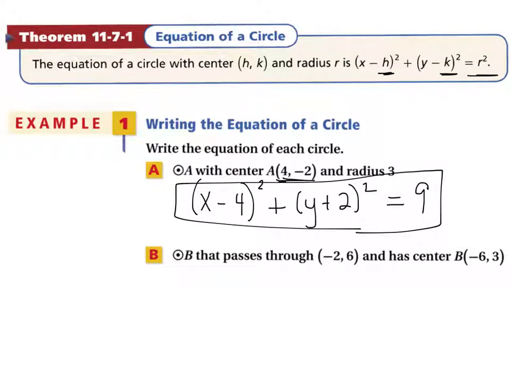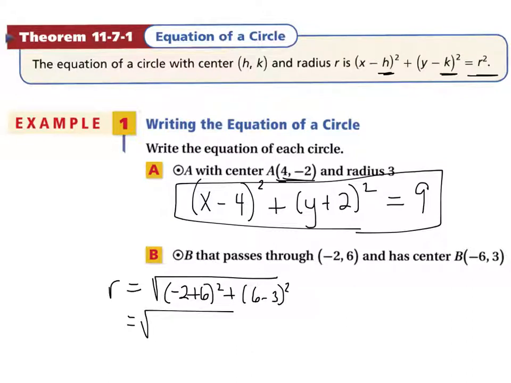Now you'll notice we don't have the radius. So our radius formula from up above was r equals the square root, and then we use the distance formula. It's just the distance. So let's subtract our x's: negative 2 plus 6 squared plus 6 minus 3 squared. That's going to give us 4 squared, which is 16, plus 9. That gives us the square root of 25, so the radius is 5.